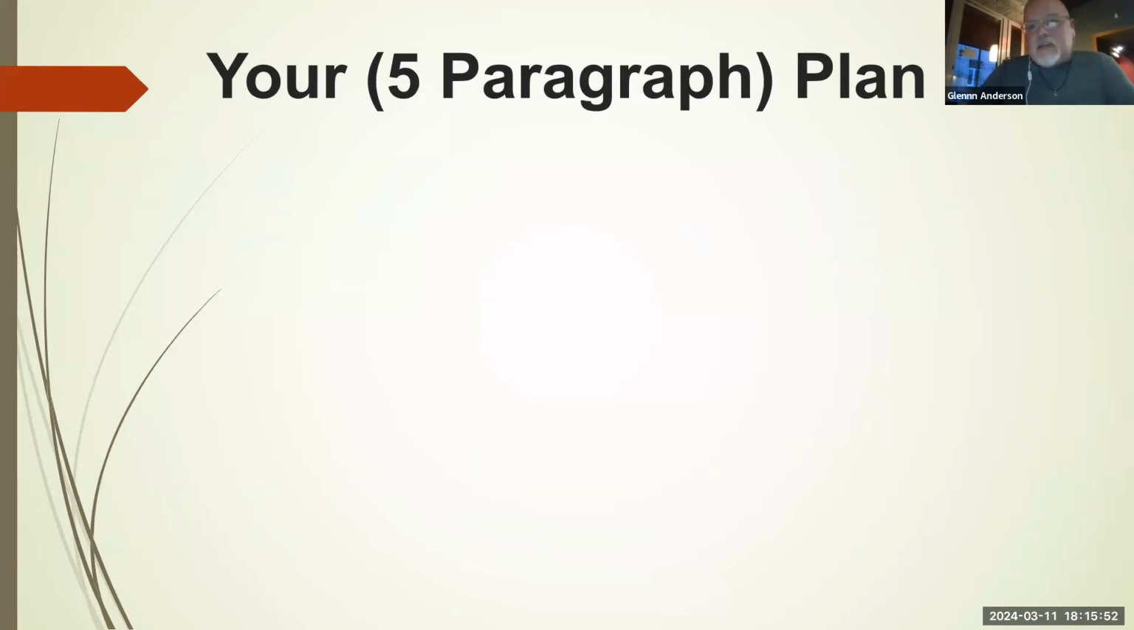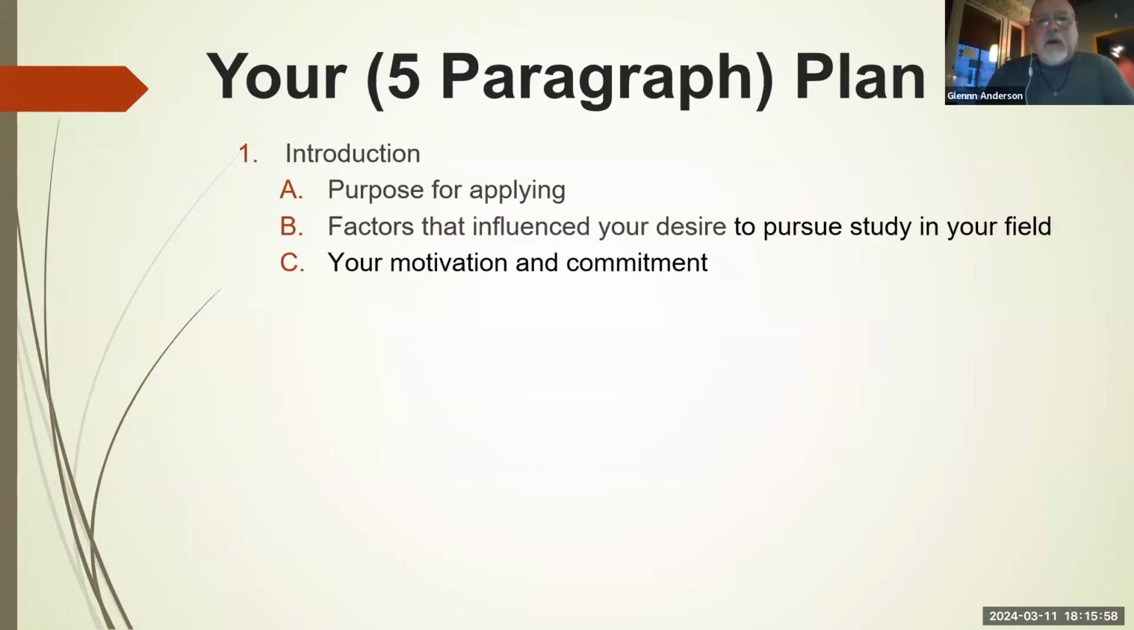One of the easiest ways to do this is a 5-paragraph essay. In this case, your first paragraph is your introduction. An introduction is the introduction to you. It's like you're introducing a friend to another friend. Well, you're introducing yourself to the Fulbright people. So tell them, why are you applying? That's what they want to know.